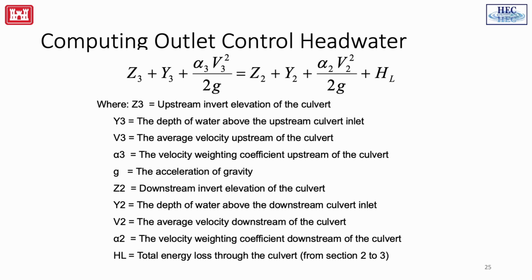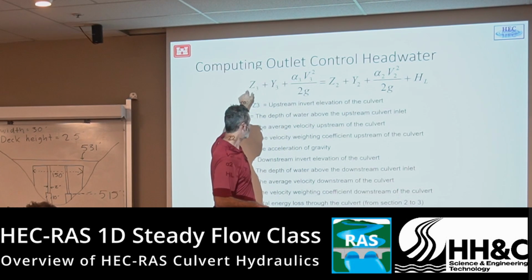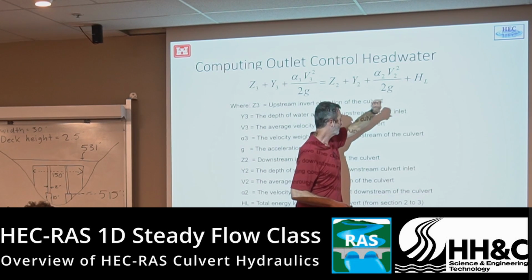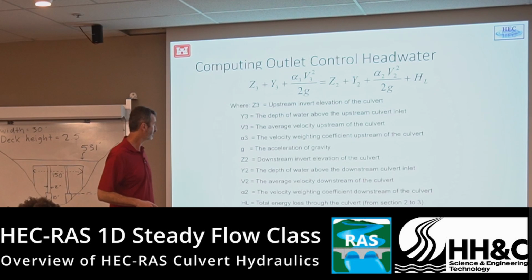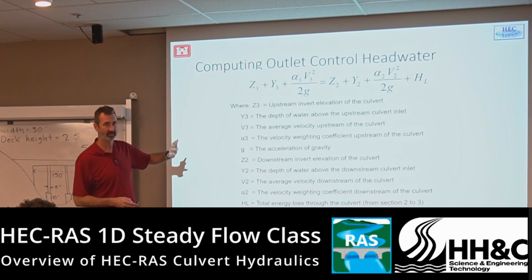Outlet control headwater. So how do we go from cross section 2 to cross section 3? This is all just the term for the Bernoulli energy in cross section 2, Bernoulli energy in cross section 3, the difference being the head loss. And all the terms are described there. They're the same as they are at any cross sections. Vanilla Bernoulli energy, each of them. So how are we going to compute H sub L?